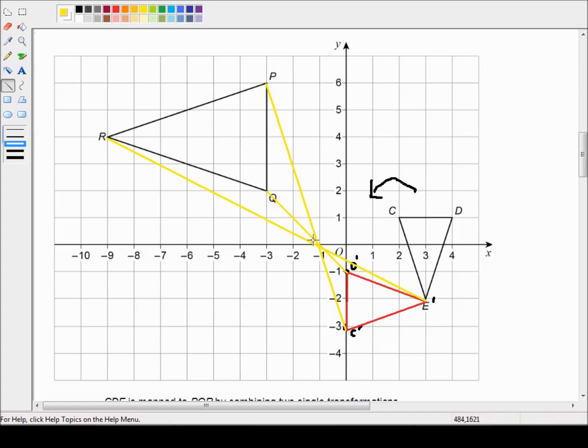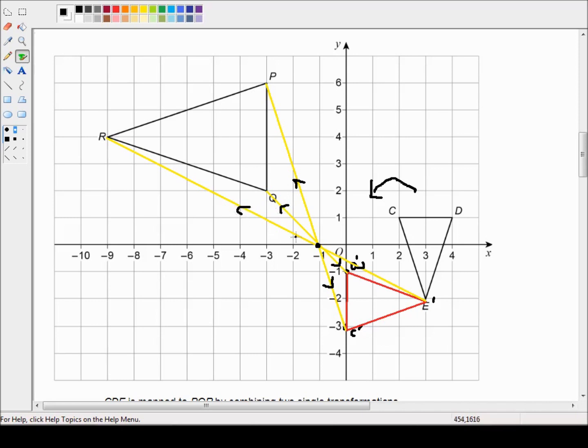Alright, so all of these lines converge on point 0, -1. So this is our point of interest, right here at 0, -1. So we can think of these as all vectors, and then these would be the other vectors.